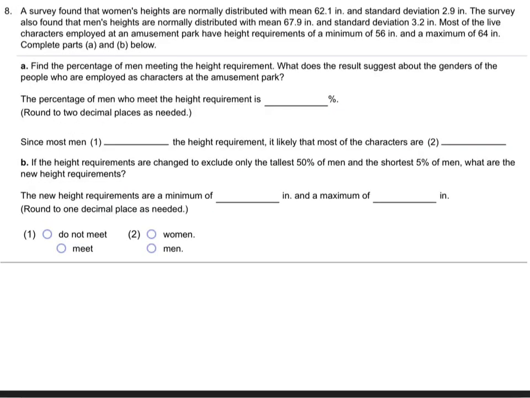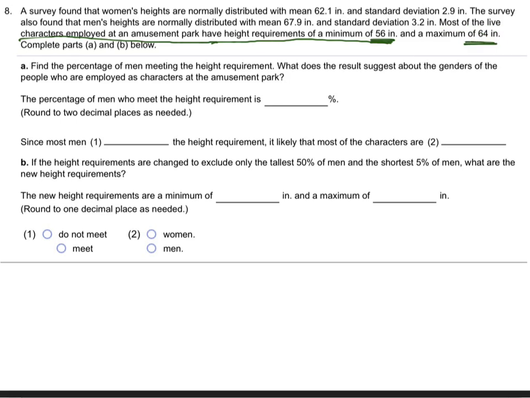A survey found that women's heights are normally distributed with a given mean and standard deviation. The survey also found men's heights, and so on. Most of the live characters employed at an amusement park have a height requirement, minimum 56 inches, maximum 64 inches.